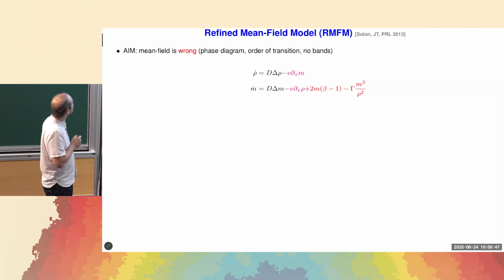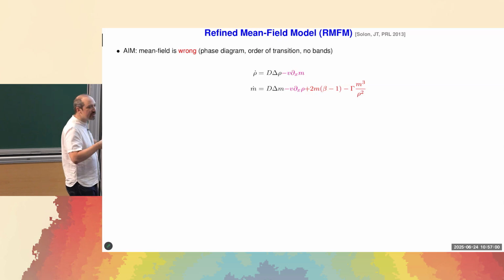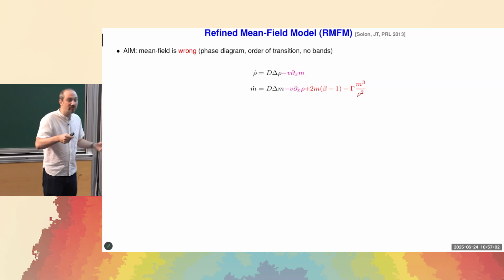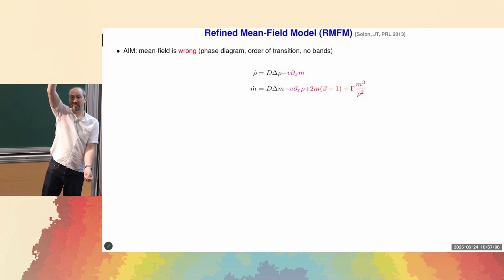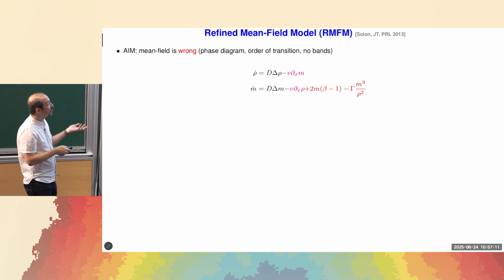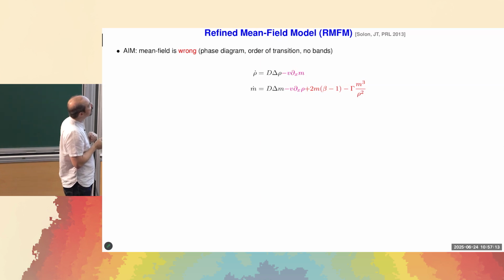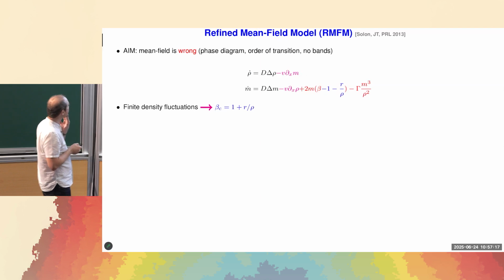So as I told you, the active-phasing model mean field is wrong in all ways. The phase diagram is wrong, the order of transition is wrong, and there are no bands. But I told you if you just correct my linear term, it will be fine. Now, as I told you, in this model I expect mean field to work fine because I have a fully connected Ising model. So if I send the density to infinity, I have mean field. But if my density is finite, I should expect corrections in 1 over rho. So what I could say is this 1 is not 1. It's 1 plus r over rho.